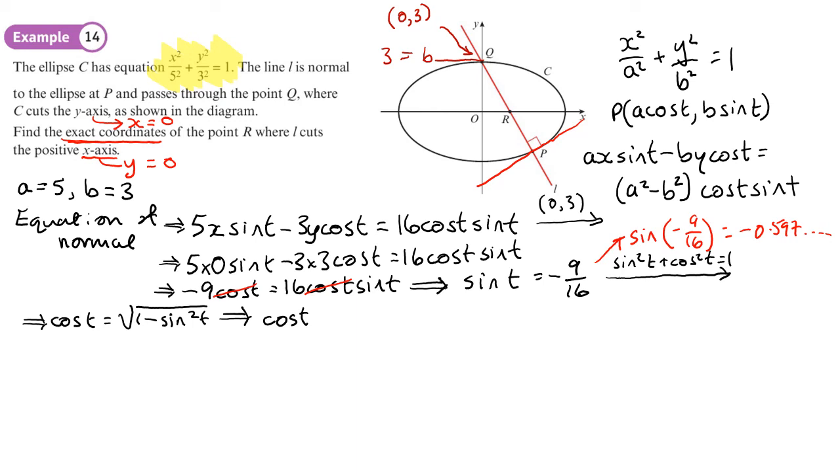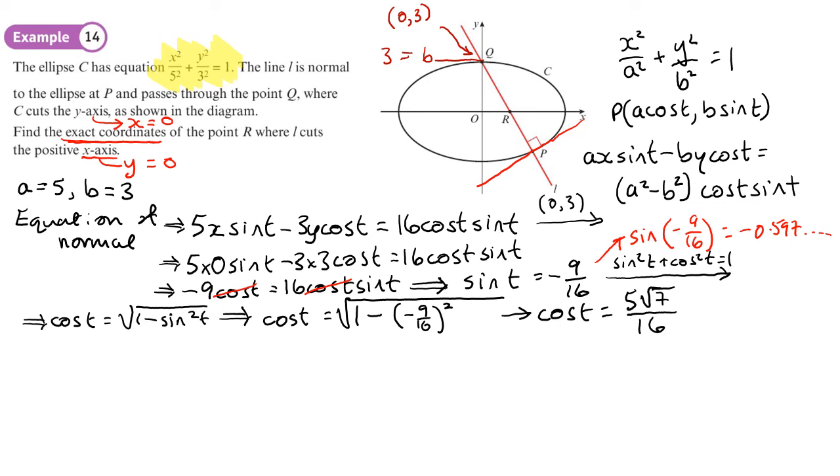Because I can put that into the equation, it is going to be the square root of 1 minus negative 9 over 16 all squared. So what does that give me for cos t? Let's do that on a calculator and see. So now I get a nice exact value on my calculator as 5 root 7 over 16.